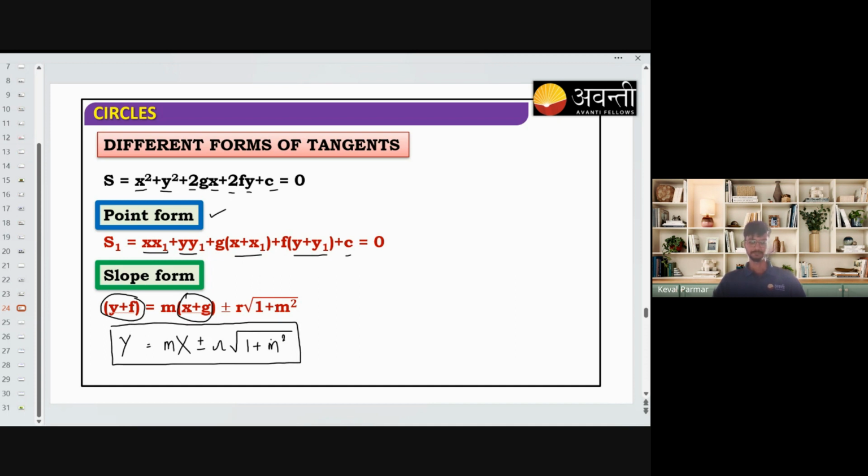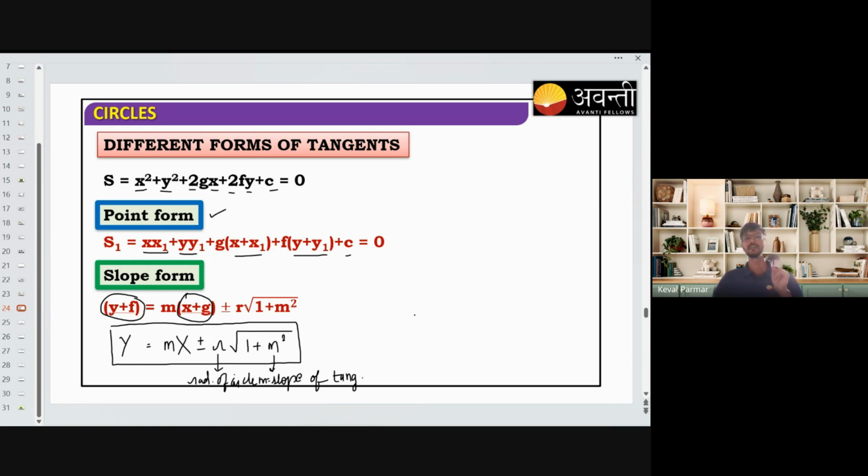So this is our slope form, where r is the radius of the circle and m is the slope of tangent. It is the slope of tangent. Correct, guys? R is the radius of circle. So I hope you got this.